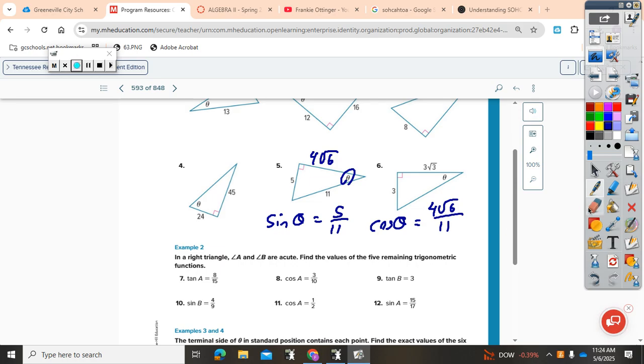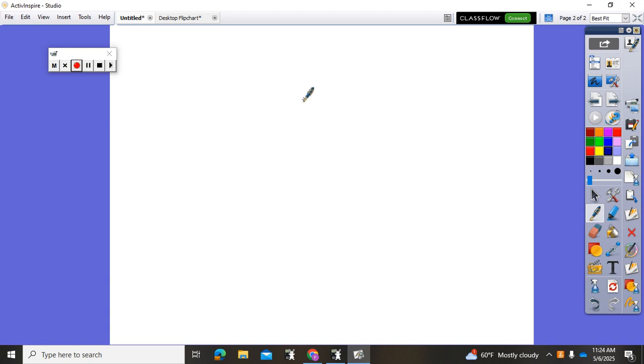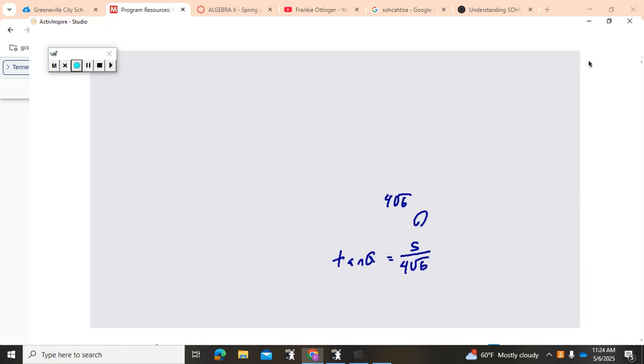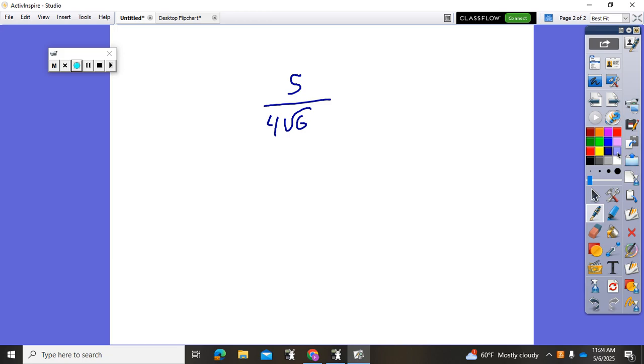And I'm out of room for tangent. Let me do tangent. Tangent will be, yeah, here's where we'll have to rationalize. Tangent will be 5 over 4 square root 6. But here's the thing. If I were to show you that answer out of the book, you cannot have a radical on the bottom, from Algebra 1. Make sure my answer is right. So this is mathematically correct, but because I have a radical on the bottom, I have to rationalize.